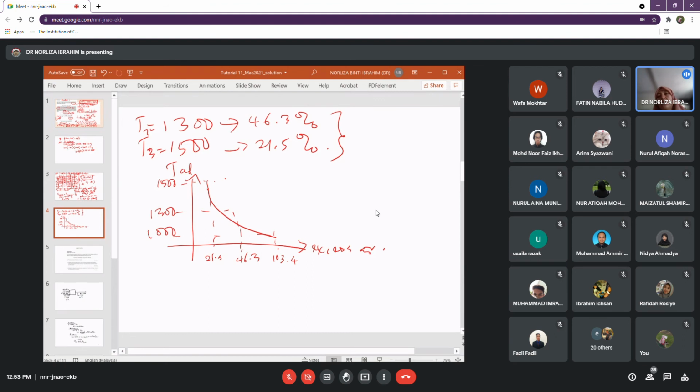Okay, so the clue normally for the lecturer to see whether your calculation is correct or not is that pattern. If you got that pattern, it means your calculation is correct. If you got the wrong pattern, we know that your calculation is wrong.